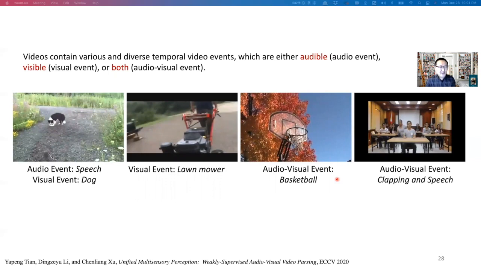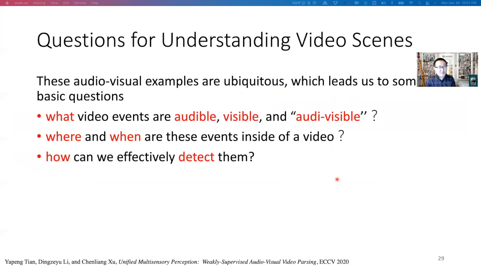In the audiovisual event localization task, it only explores the audiovisual events. However, there are also a lot of other events which are visual only or audio only. These examples are ubiquitous, which leads us to some basic questions. What video events are audible, visible, and audible-visible? Where and when are these events inside a video? How can we effectively detect them?